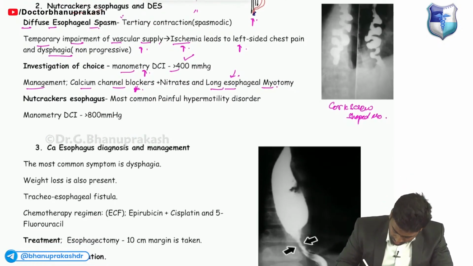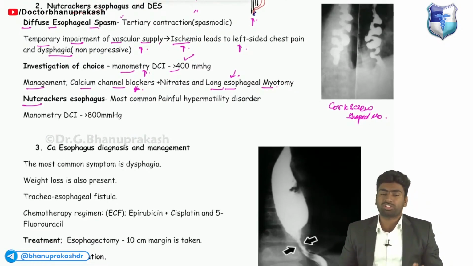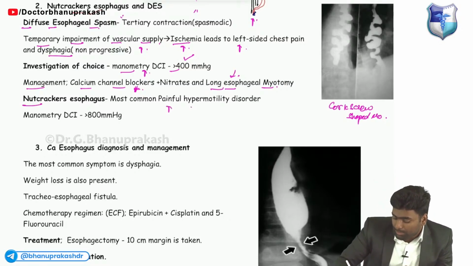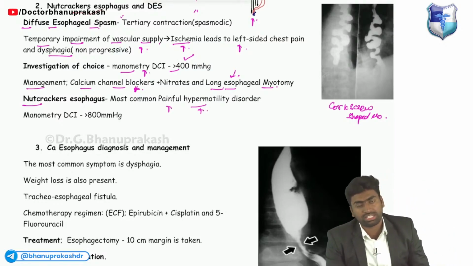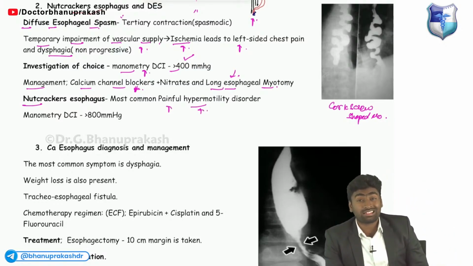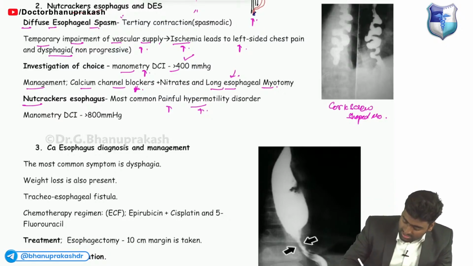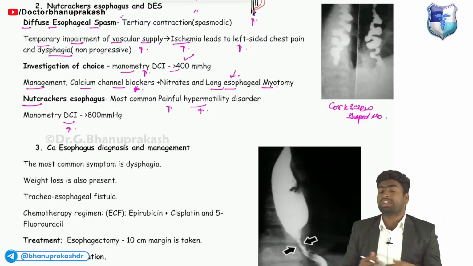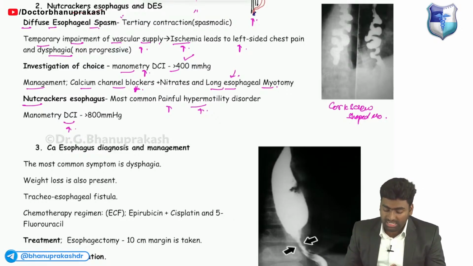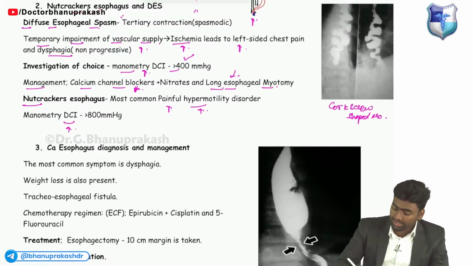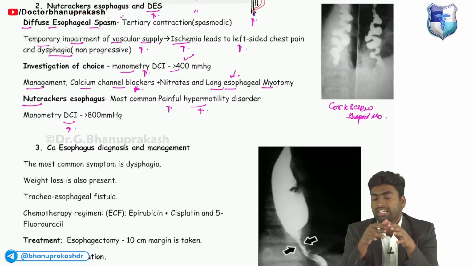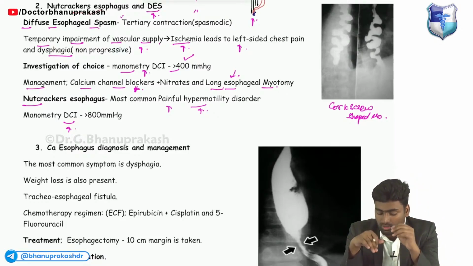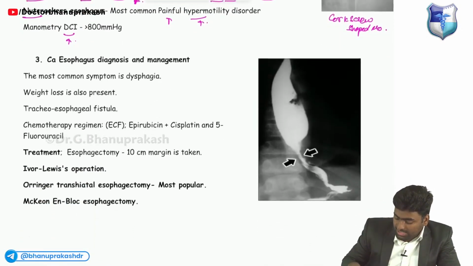Fine. And nutcracker esophagus is the most common painful hypermotility disorder, and it's almost similar to diffuse esophageal spasm. Whereas in nutcracker esophagus, the DCI will be much higher, more than 800, when compared to diffuse esophageal spasm, which is more than 400. So just remember this. Both of them will have dysphagia.